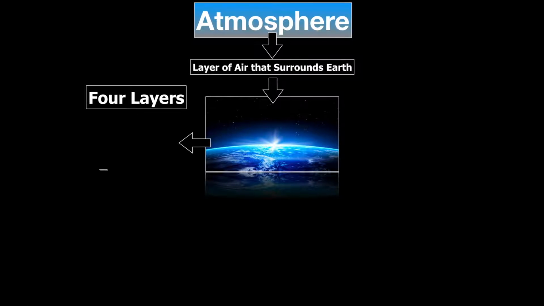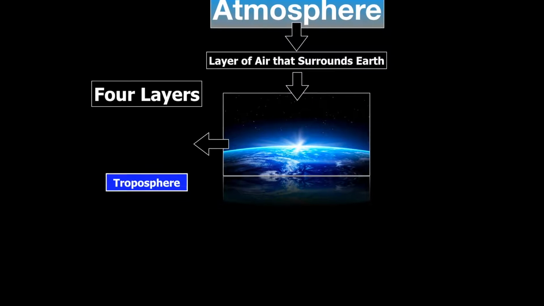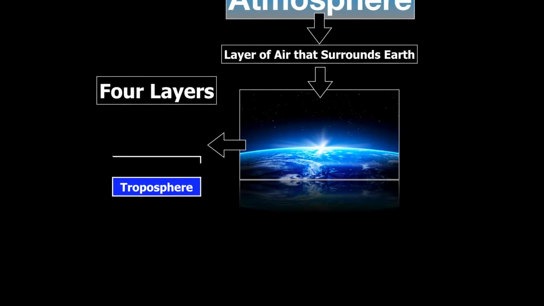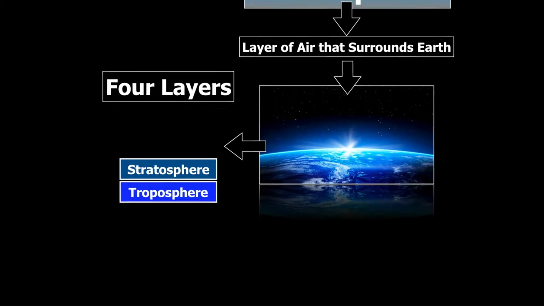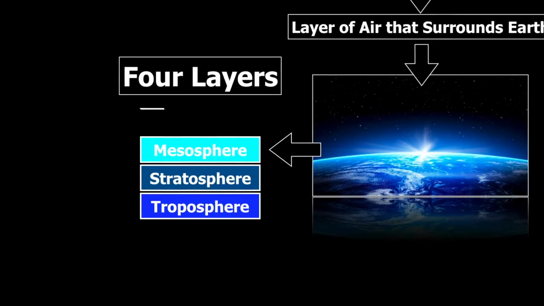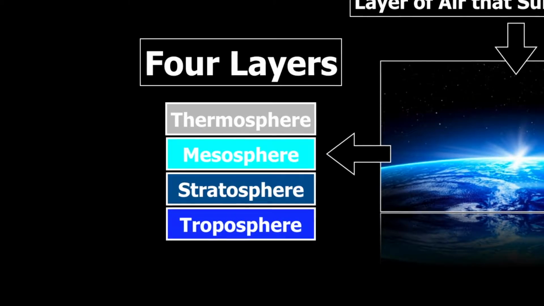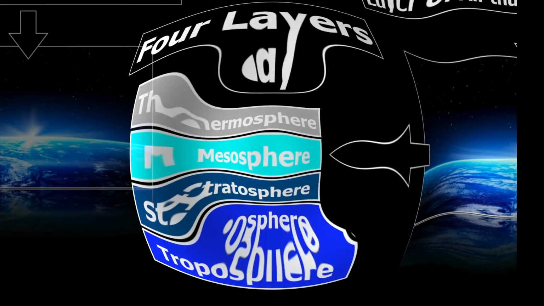So the 4 layers are, starting from the bottom up, the layer closest to us, the layer that we live in, which is the troposphere. Then we have the stratosphere, which is the next layer up. Then we get to our mesosphere. And then right at the outskirts of the top edge of our atmosphere into space, well, this is the thermosphere.